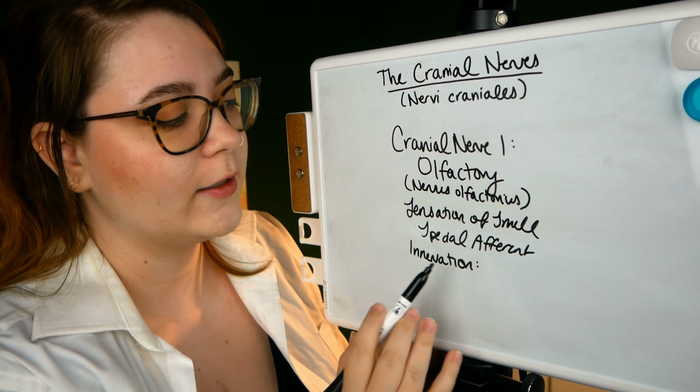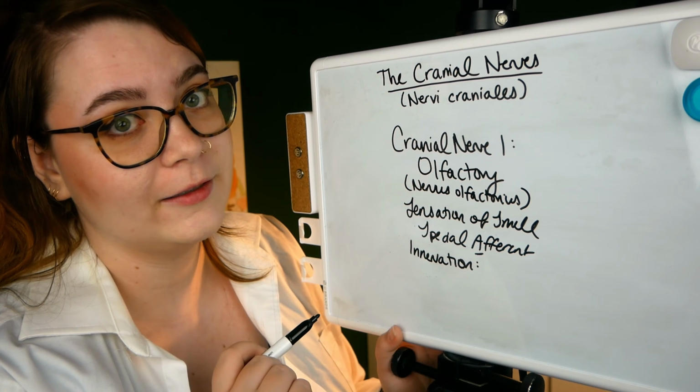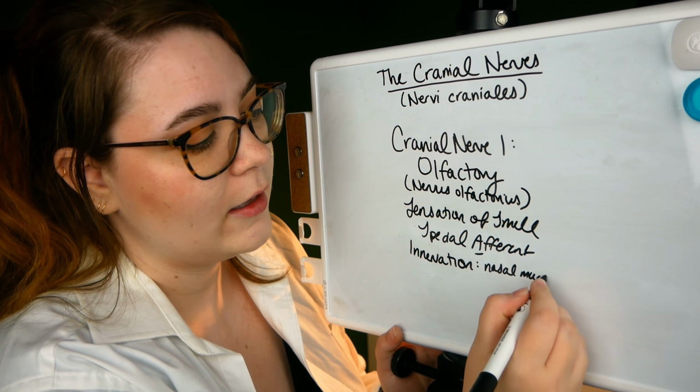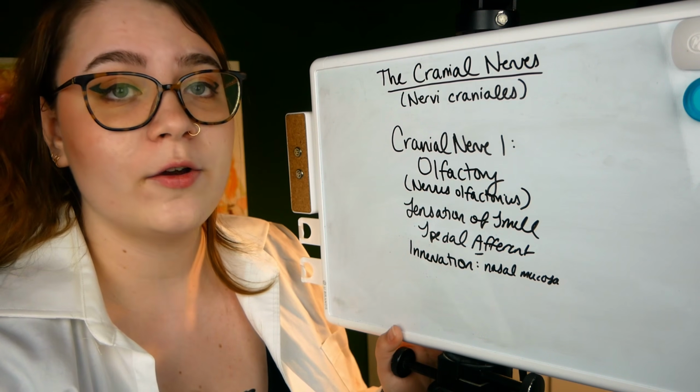So cranial nerve 1 supplies special sensory information to the brain, and it innervates the nasal mucosa. And unlike most of the other cranial nerves, it does not originate in the brainstem. In order to test the olfactory nerve, I have a selection of different scents in unmarked containers, and I'm going to have you identify them. So we'll start with both eyes open and both nostrils open.